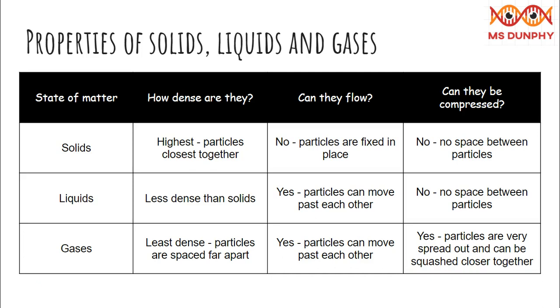Gases are compressible. The particles in a gas are very spread out, which means you can squash a gas into a smaller volume. You're just reducing the distance between the particles. The particles in liquids and solids can't really get much closer together, which is why only gases are easily compressible.